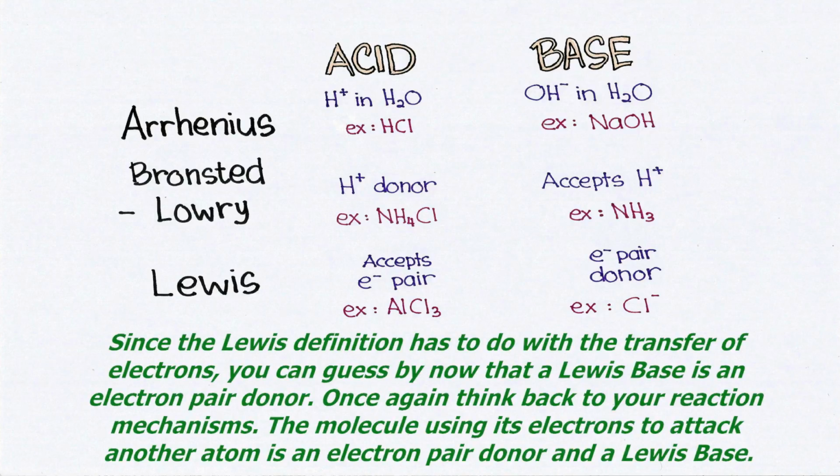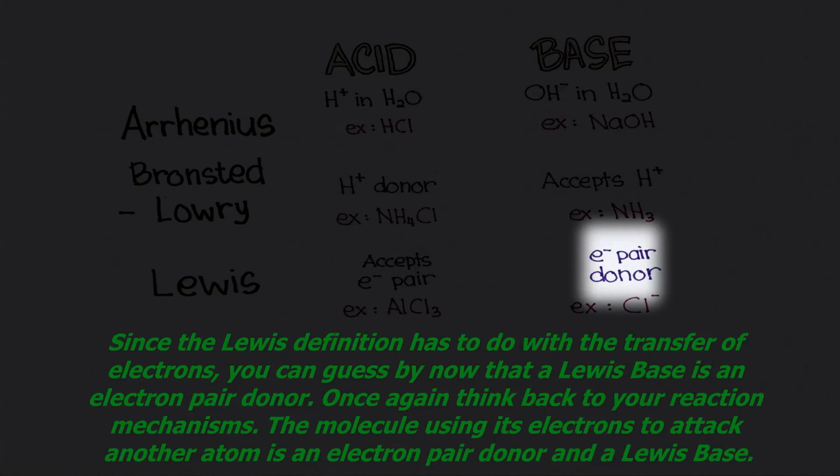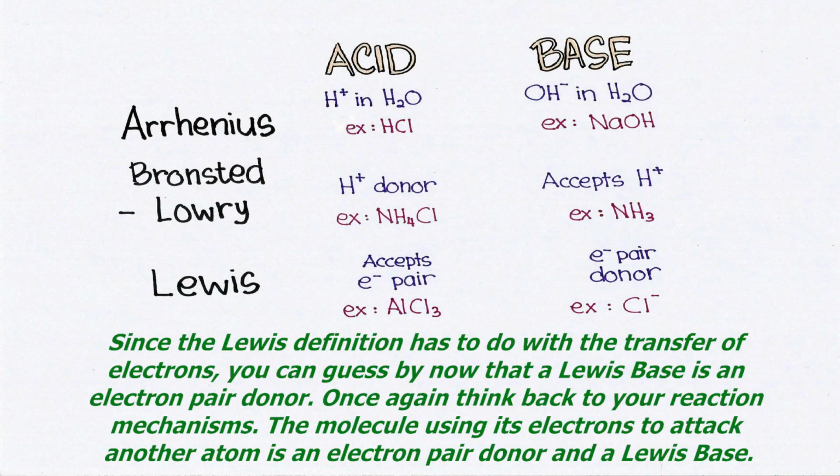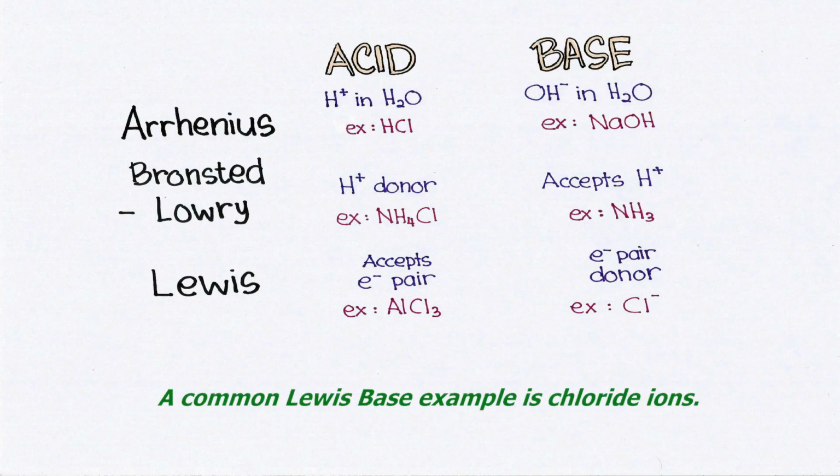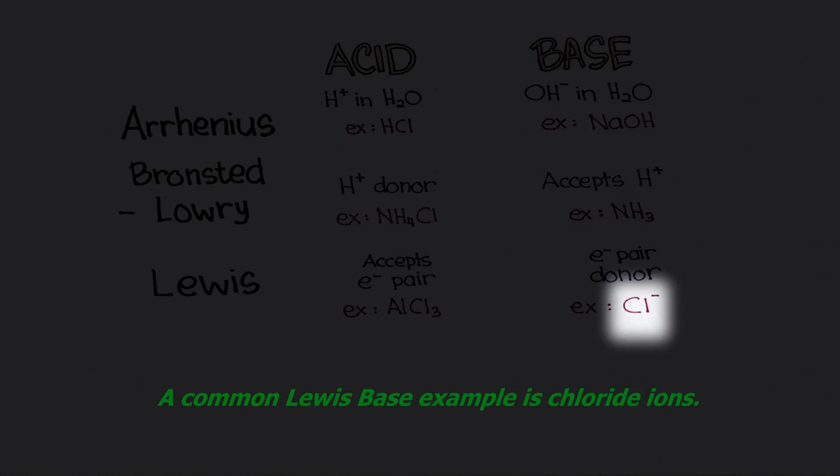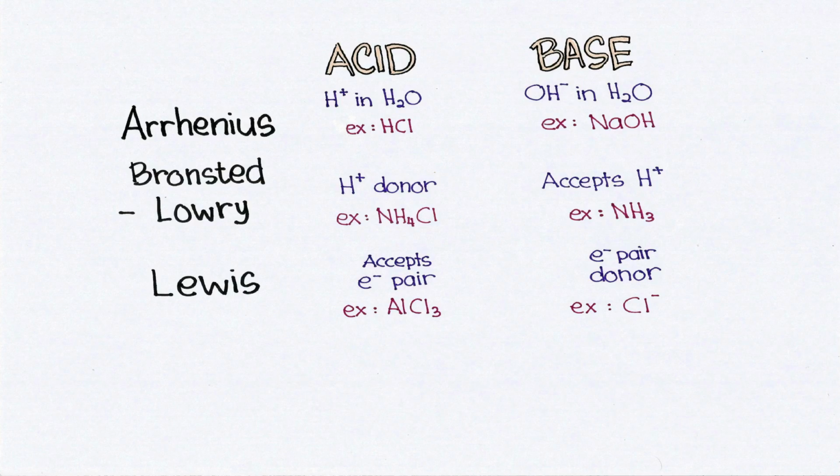Since the Lewis definition has to do with the transfer of electrons, you can guess by now that a Lewis base is an electron pair donor. Once again, think back to your reaction mechanisms. The molecule using its electrons to attack another atom is an electron pair donor and a Lewis base. A common Lewis base example is the chloride ion, Cl negative.